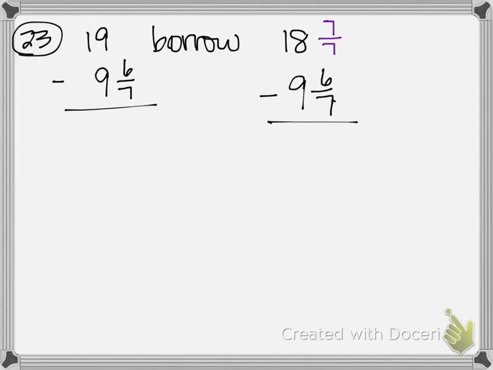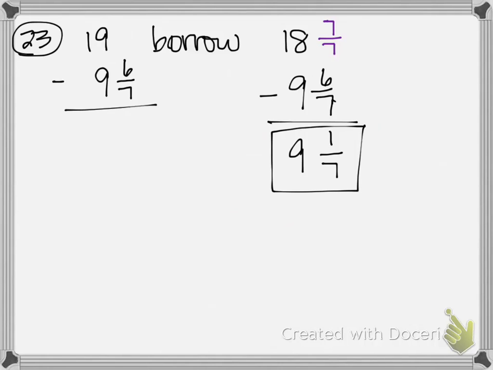So 7/7 minus 6/7 is 1/7. And 18 minus 9 is 9. So 9 and 1/7. Now do they want it as a mixed number? I'm assuming they do. Yes, they do. So 9 and 1/7 is the answer.